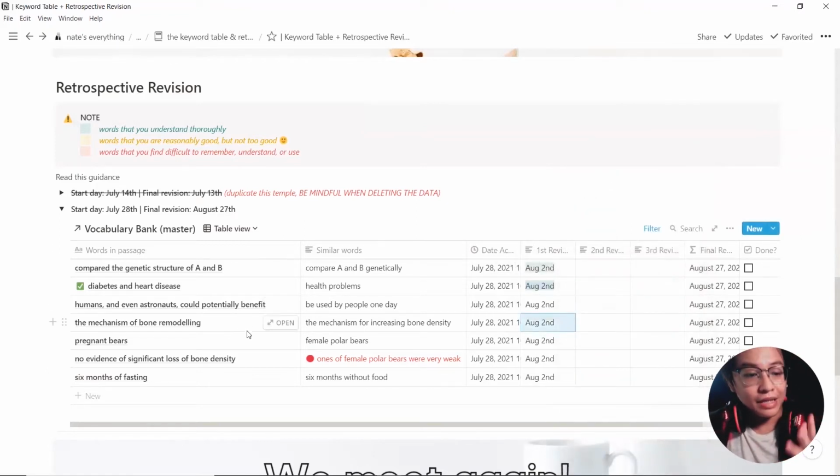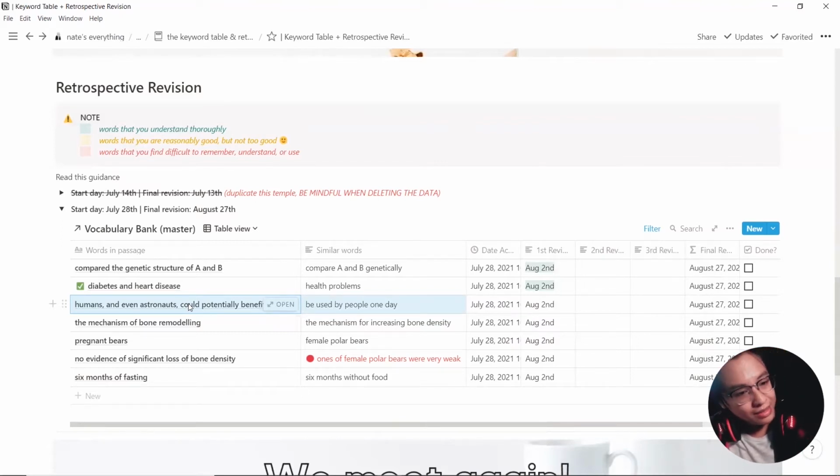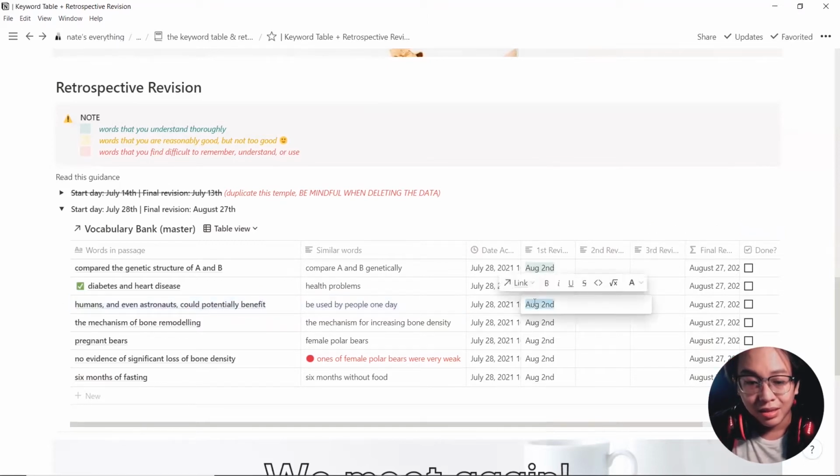Humans and even astronauts could potentially benefit, or be used by people one day. I don't think this one is good. This looks kind of complicated, and I don't think they are used in the same context, because astronauts, I mean people who travel in outer space, kind of depend on their context. So this one I would mark red.